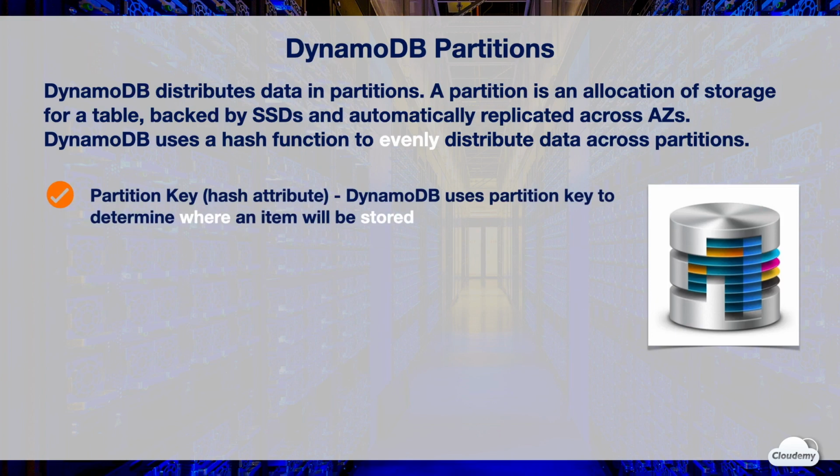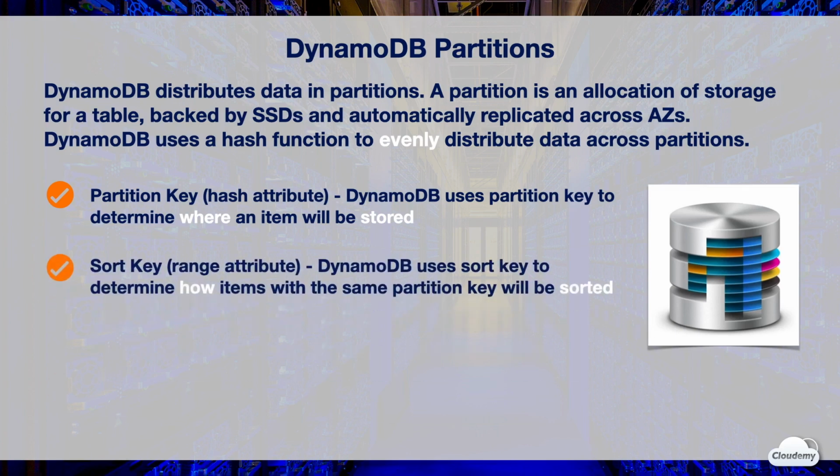The partition key of an item is also known as hash attribute. DynamoDB uses the value of the partition key as input to a hash function, and uses the output of the hash function to determine the partition in which an item will be stored. The minimum length of the partition key is 1 byte, and the maximum length is 2048 bytes.